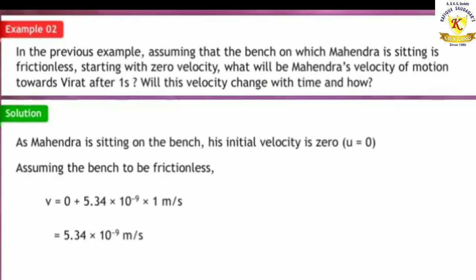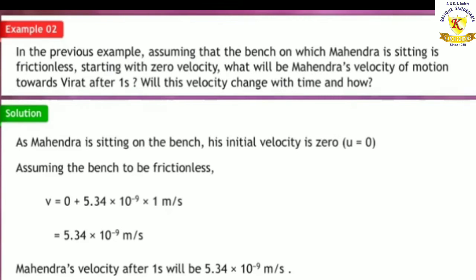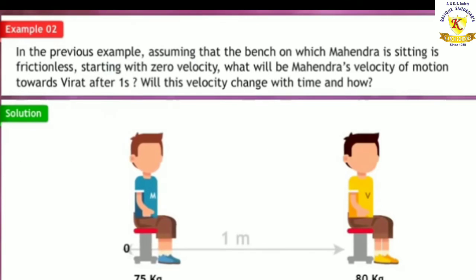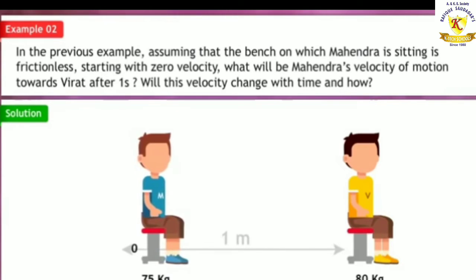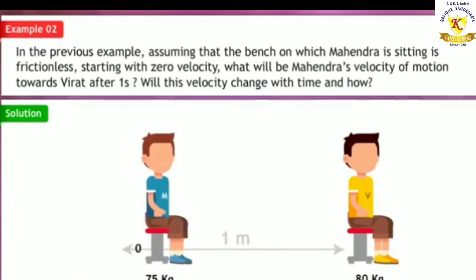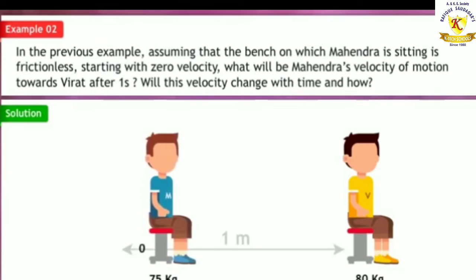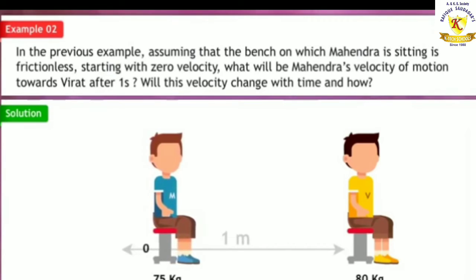So we get 5.34 into 10 raised to minus 9 meter per second. Mahendra's velocity after 1 second will be 5.34 into 10 raised to minus 9 meter per second. This is an extremely small velocity. The velocity will increase with the time because of the acceleration.